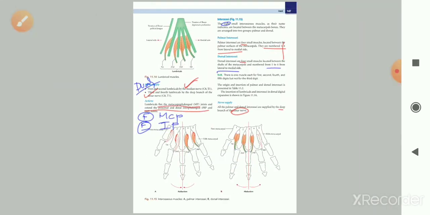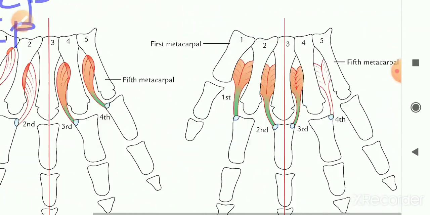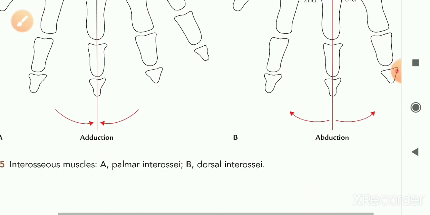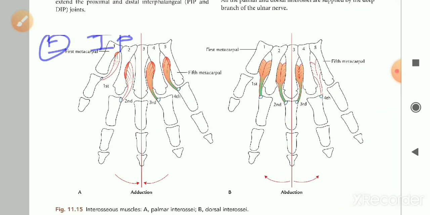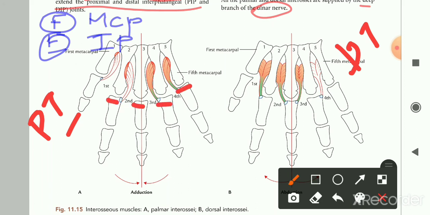Okay, so what are the functions of the palmar and dorsal interossei? Look at that. These are the palmar interossei, and these are the dorsal interossei. All are inserted on the base of the proximal phalanx, and they are also inserted in the dorsal digital expansion.